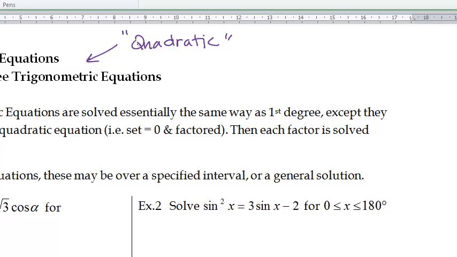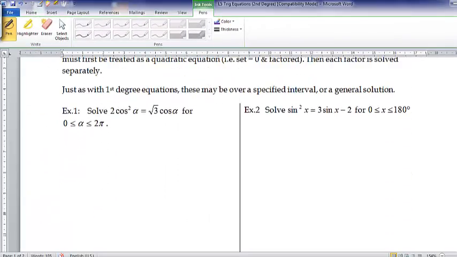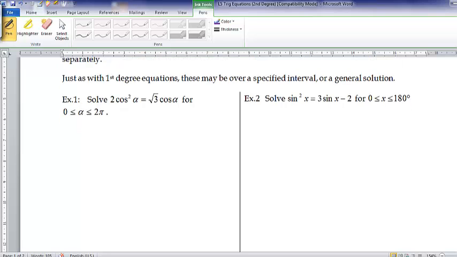But I've got the steps written out here for you. The steps are more or less the same to solve our functions. So again, just like with our first degree equation, what we'll do first is isolate your trig function. The interval might be specified, or they might be general solutions.